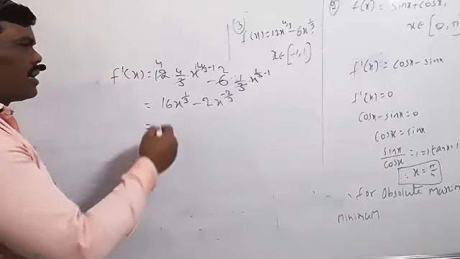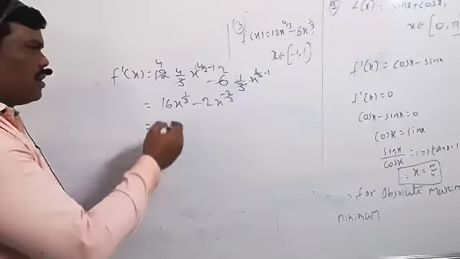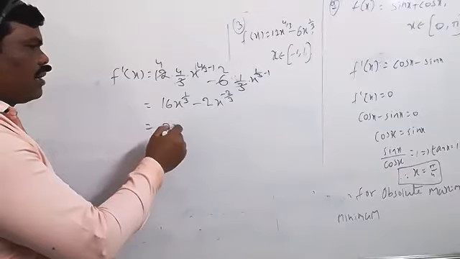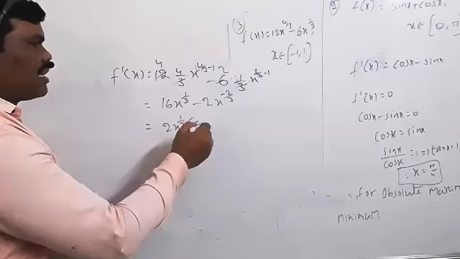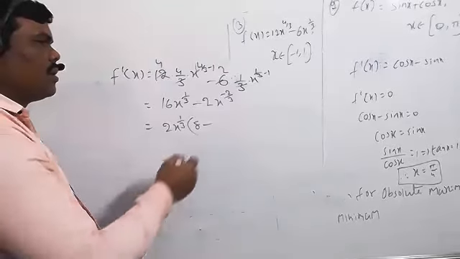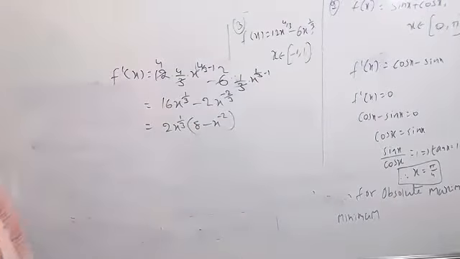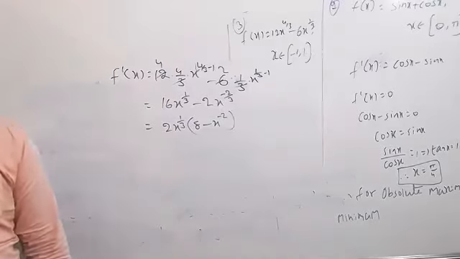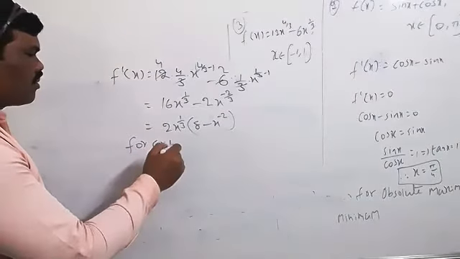So from this we take common. What will we take common? Please tell me. I think 2x power 1 by 3. 2 into x power 1 by 3 we will take common now. Yes. So this is 8 minus x power minus 2, correct? x power minus 2. So therefore for critical points you can write now.